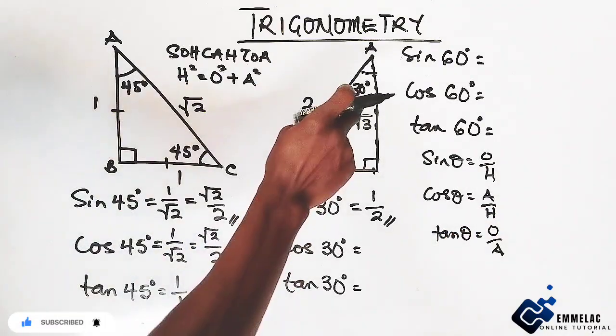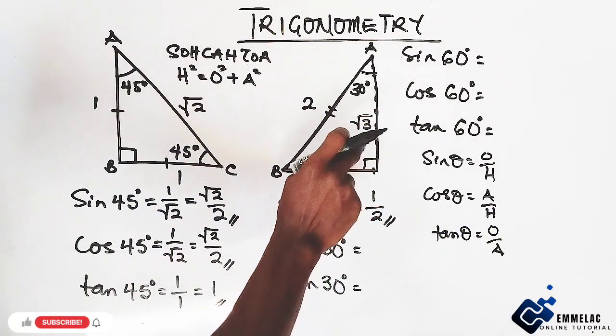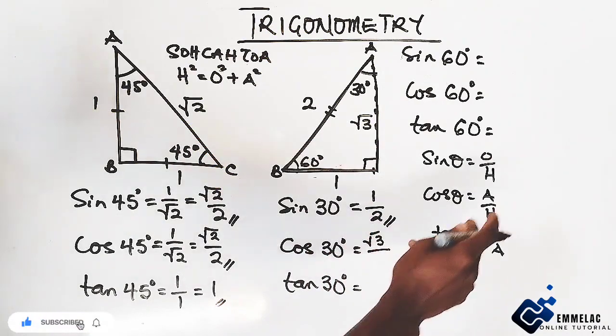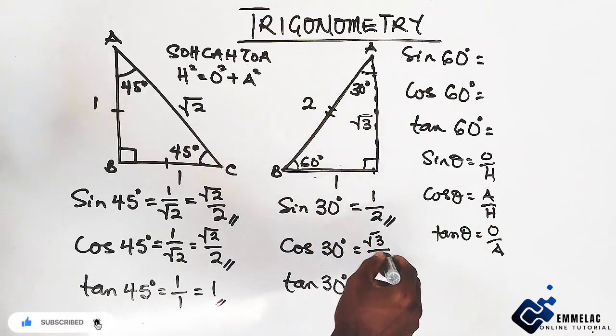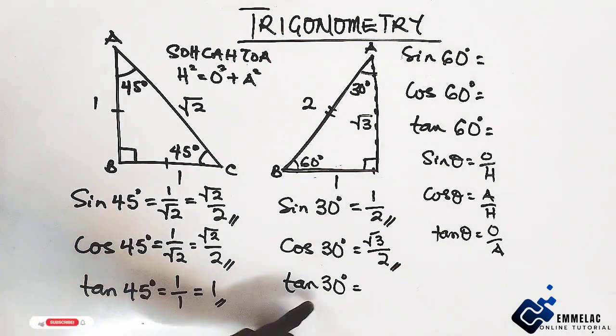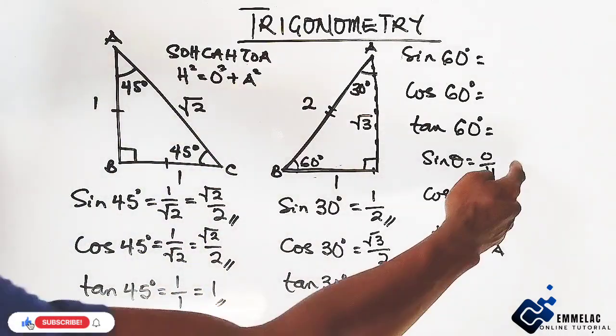Now for cos 30, cos is adjacent over what? Hypotenuse. Take note that this is 30. If this is the opposite, definitely this will be the adjacent. So here we have the adjacent, which is root 3, then over the hypotenuse, which is 2. Alright, very good. Now you can pause the video and get the value for tan 30 using this.